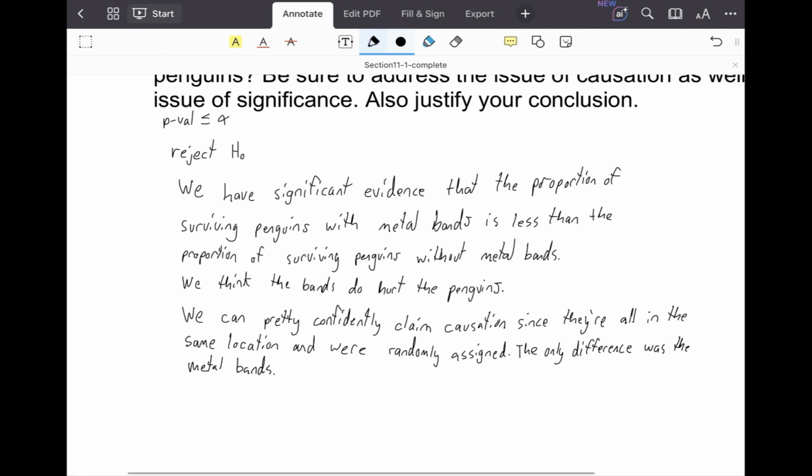Another supporting factor of this is the p-value was very small, which shows strong evidence against the null hypothesis.